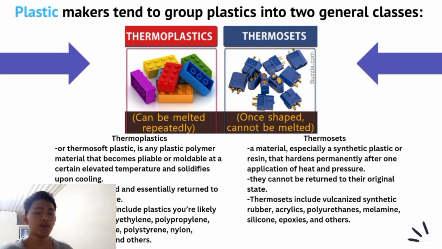So essentially po, opposite po siya ng mga thermoplastics. Ang thermosets po ay kapag ininit mo po yung thermosets ay hindi na siya babalik sa kanyang original state. So thermosets include vulcanized synthetic rubber, acrylics, polyurethanes, melamine, silicone, epoxies, and others.